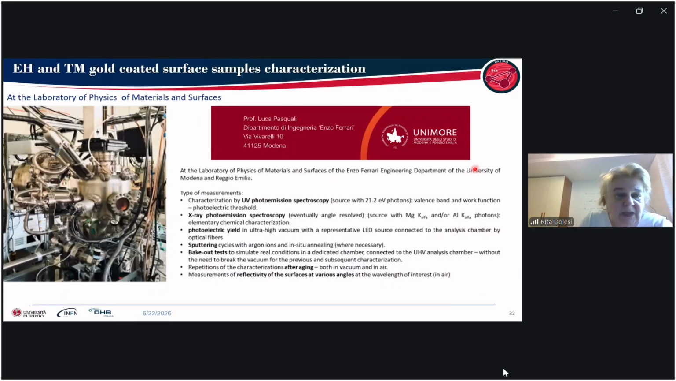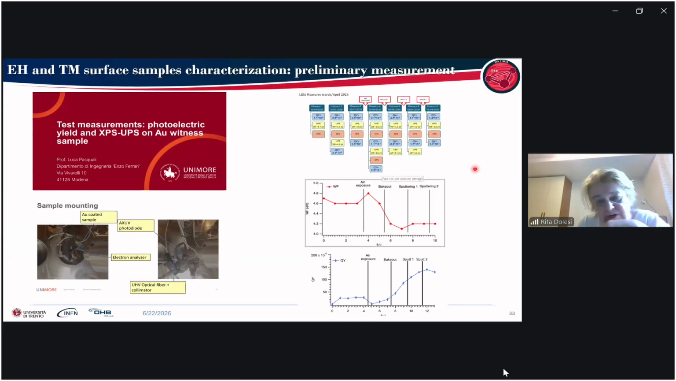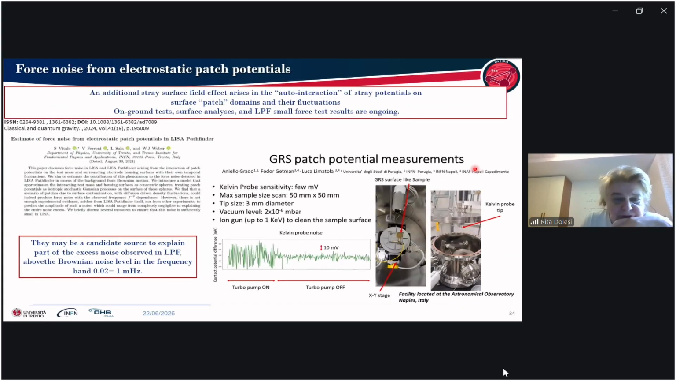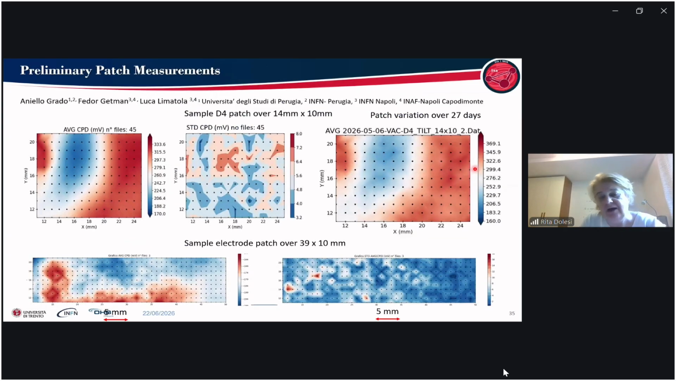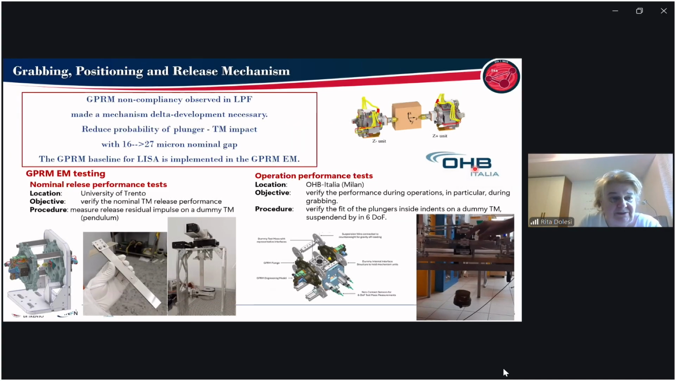Here, this is a facility that has been developed in order to allow us to make a quite deep investigation of the surface properties. It is now giving very nice results, showing its ability to monitor the effect of, for example, bake-out, storage, or venting into air on the properties of these surfaces. Patch potentials: also here, we are investigating the possibility of using a Kelvin probe to study the fluctuation of these patch fields, which might have some role in the extra noise that was detected in LISA Pathfinder.